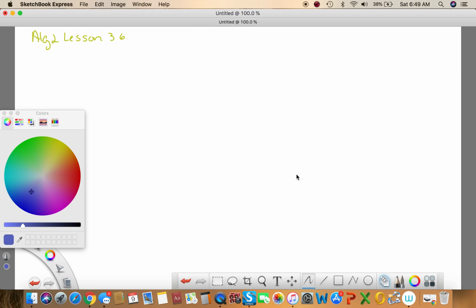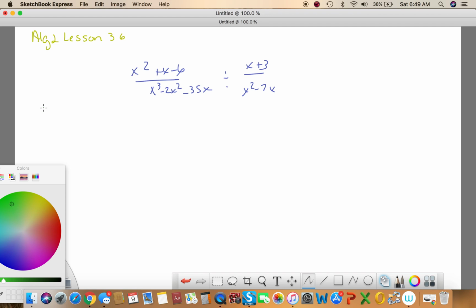So we have one more to try. That's going to be x squared plus x minus 6 all over x cubed minus 2x squared minus 35x, divided by x plus 3 over x squared minus 7x. So the first thing I'm going to do is keep, change, flip so I don't forget to do that, because I have a short-term memory and I might. Times x squared minus 7x over x plus 3. Then I'm going to factor.